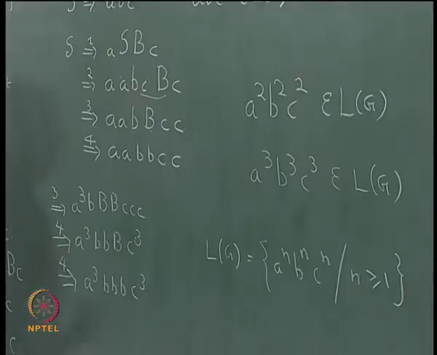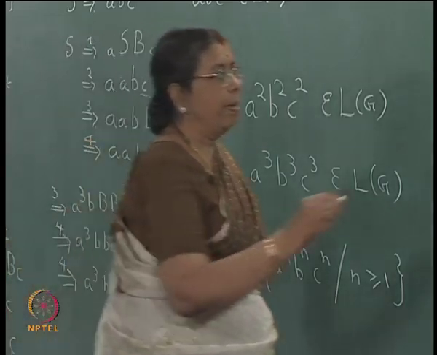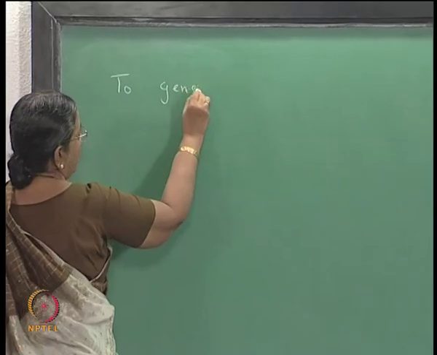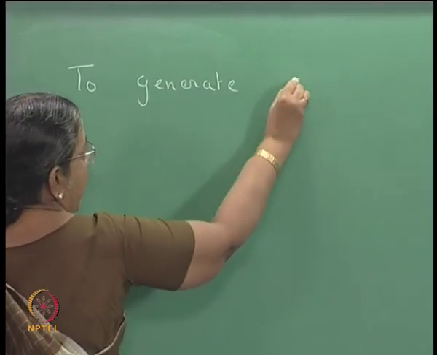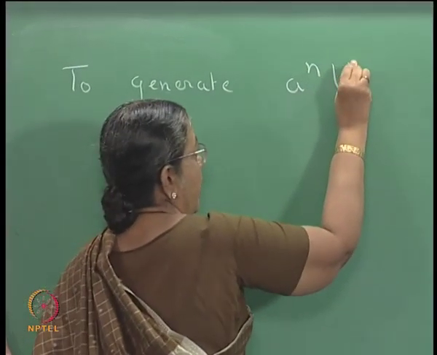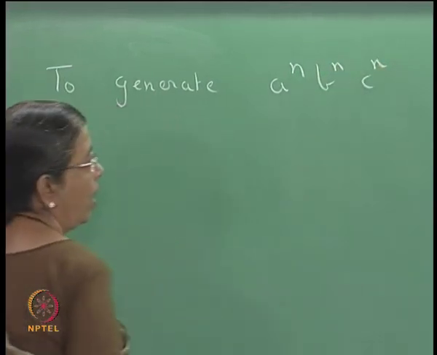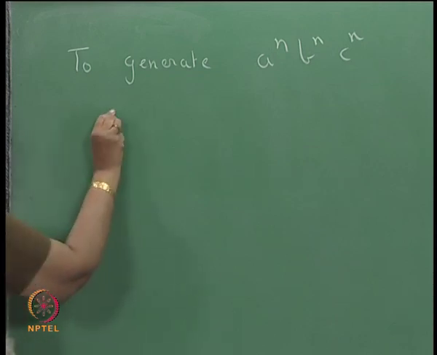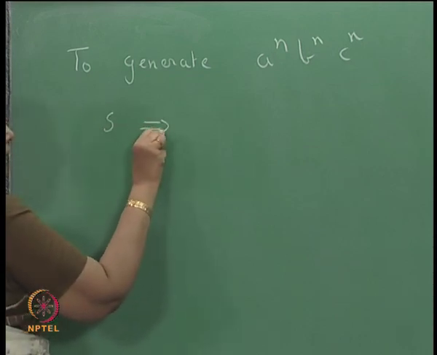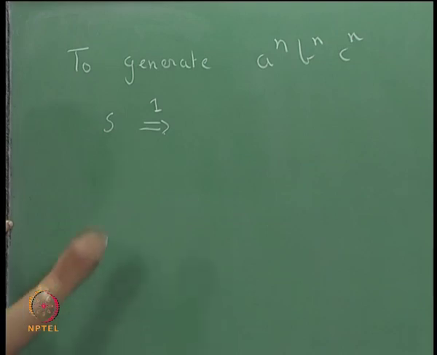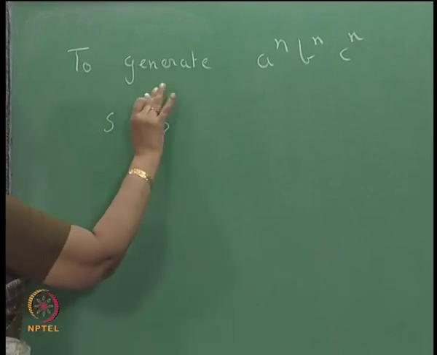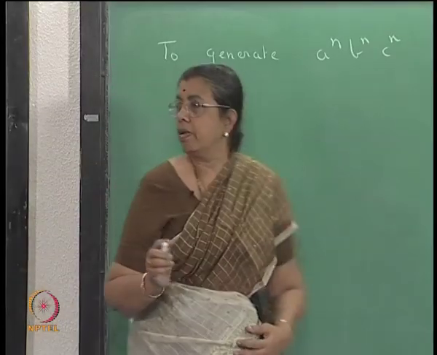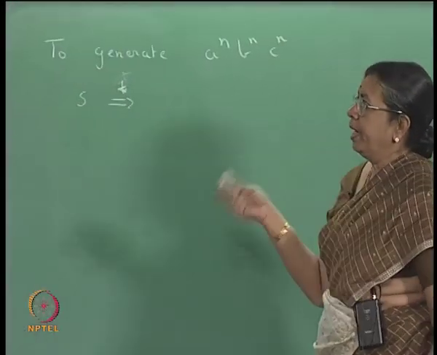Now, to generate A power n, B power n, C power n, how do you go about doing this? First, from S, rule 1 you have to apply repeatedly. You have to use rule 1 repeatedly.